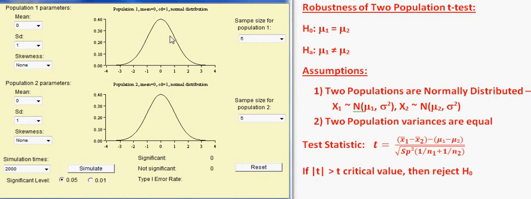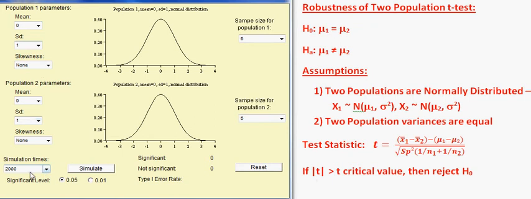The top part here is population 1, mean 0, standard deviation 1, and there is no skewness, so it's a normal distribution. The bottom one is population 2, mean 0, standard deviation 1. Again, there's no skewness, it's a normal distribution. From population 1, we are taking a sample of size 5. From population 2, we are also taking a sample of size 5. And the planned alpha is 0.05, so the probability of type 1 error is 0.05.